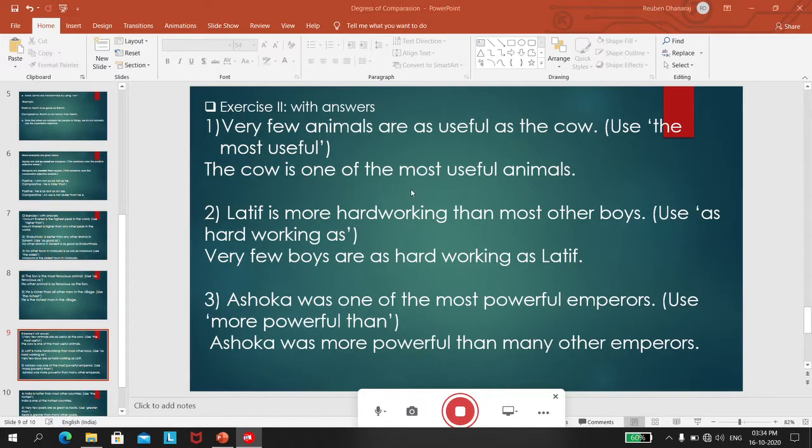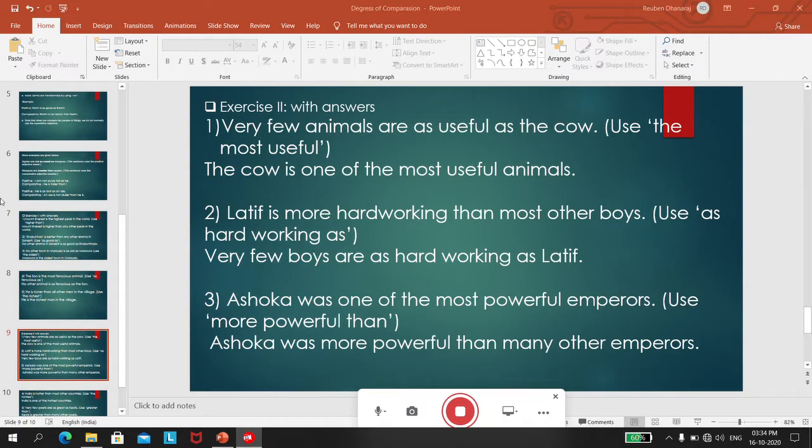The cow is one of the most useful animals. Next one. Latif is more hardworking than most other boys. Use as hardworking as. Very few boys are as hardworking as Latif.